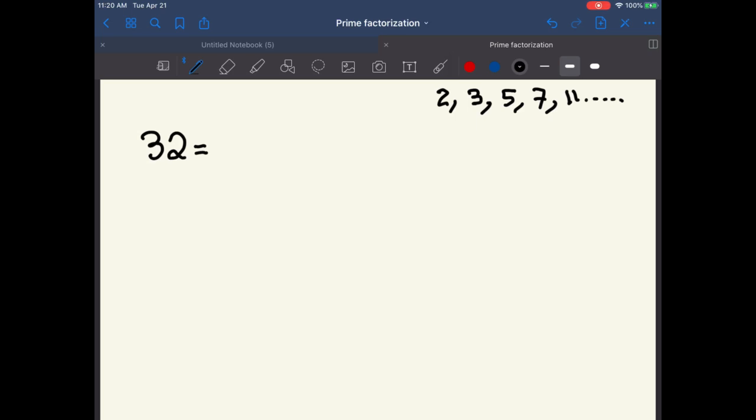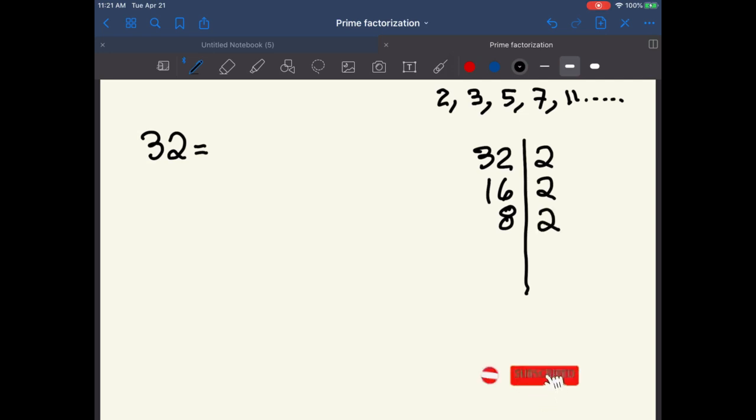Now, I need to express 32 as a power of a prime number. What you have to do is take 32, and the first prime number is 2. Divide by 2, it's going to be 16. 16 is divisible by 2, you divide by 2, it's going to be 8. Divide by 2 again, it's going to be 4. And 4 divided by 2 is 2. And then 2 divided by 2 is 1. You stop when you write 1 at the end.